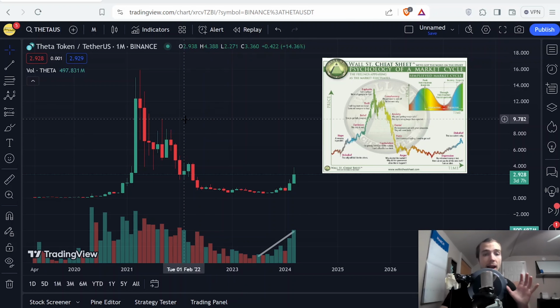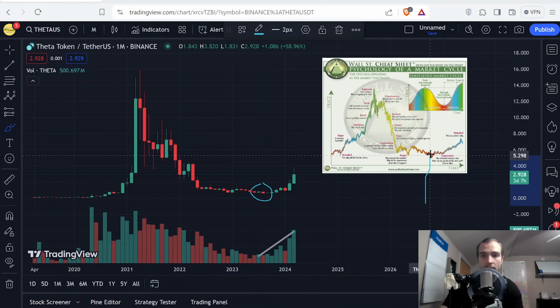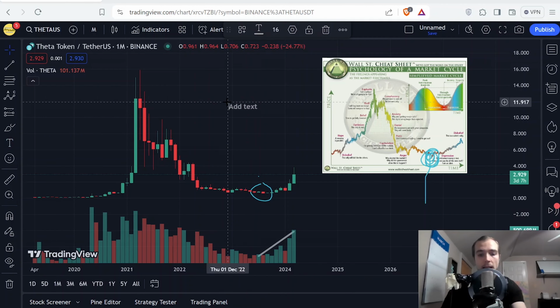And as we have tested this depression area, which coincides with this area right here on the market cycle chart, as we've tested that area of depression, now we're headed into that disbelief phase. So most of the market is going to be skeptical. Most of the market's going to be in a state of disbelief, right?